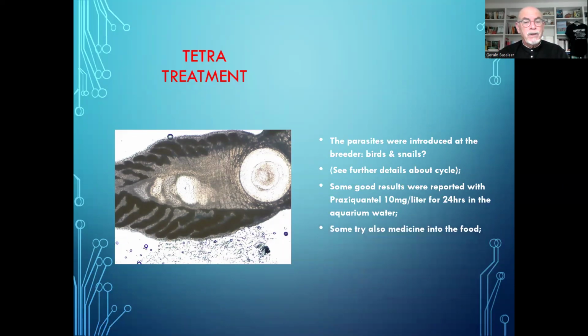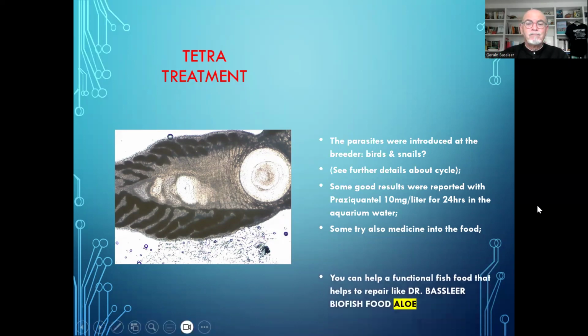Some try also medicine into the food, kind of worm medication. On bigger fish, you can eliminate that worm by a tweezer or a little pincet. But that, of course, you have a damage, you have a wound, you have still to treat the wound of that fish. But for this Black Neon Tetra, well, it's no use to try to take out with a tweezer because you will damage the fish, that small fish.